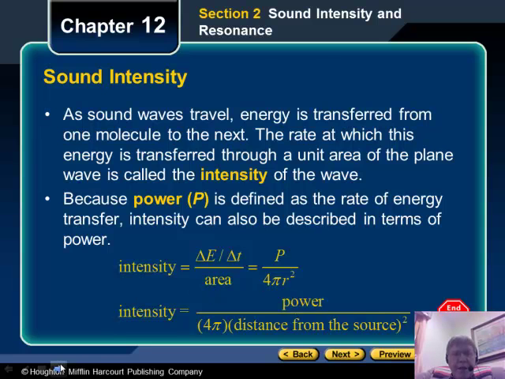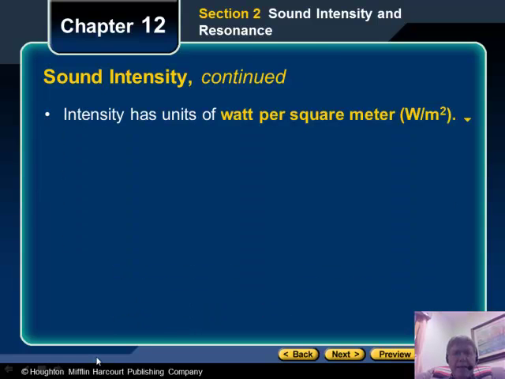And so you'll see as we go into the next slide here that first of all, intensity has units of watts per square meter. If you remember, a watt is a joule per second. So what you're really saying is if you have an intensity of 1 watt per square meter, you have 1 joule passing through an area of a square meter in 1 second.